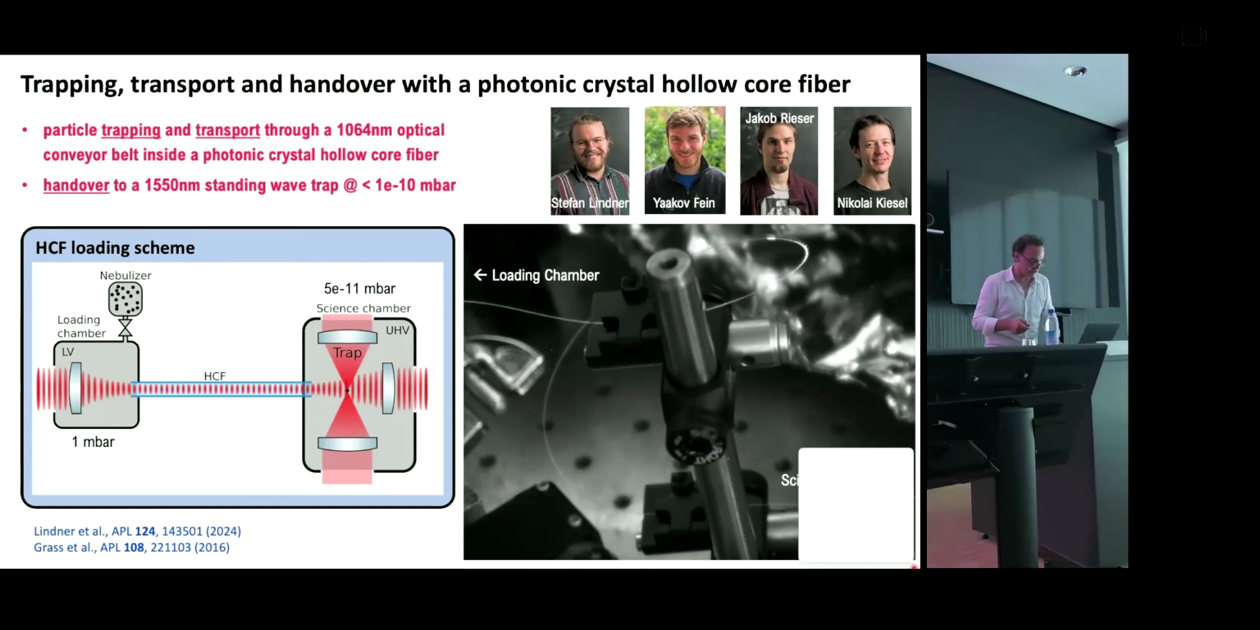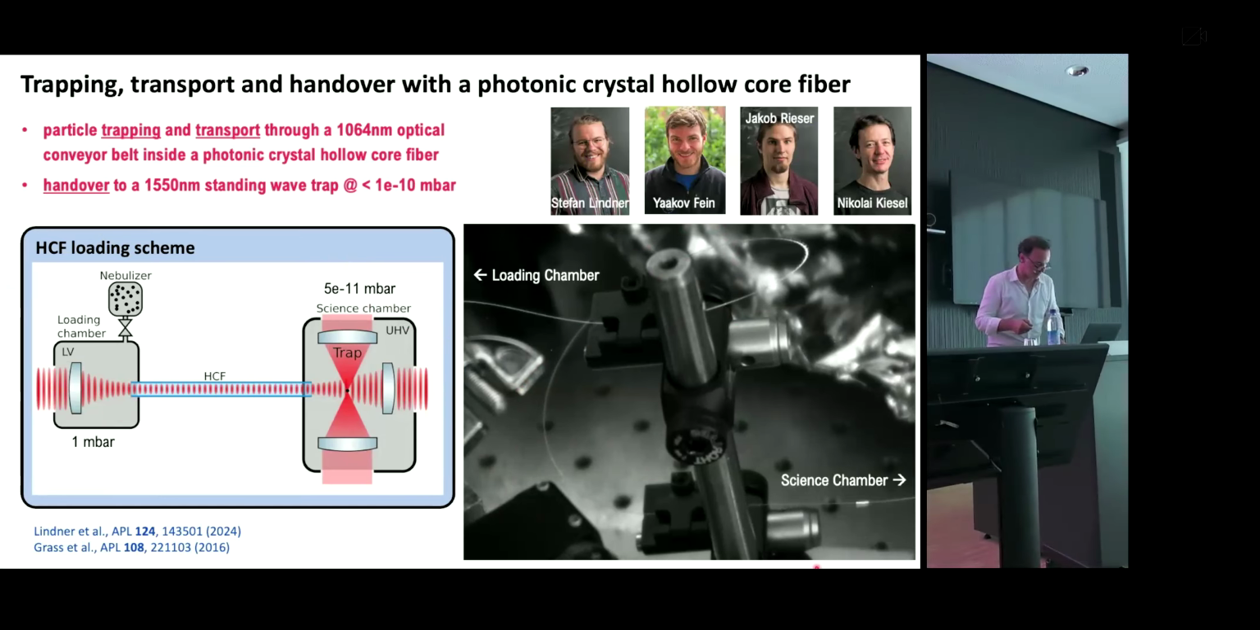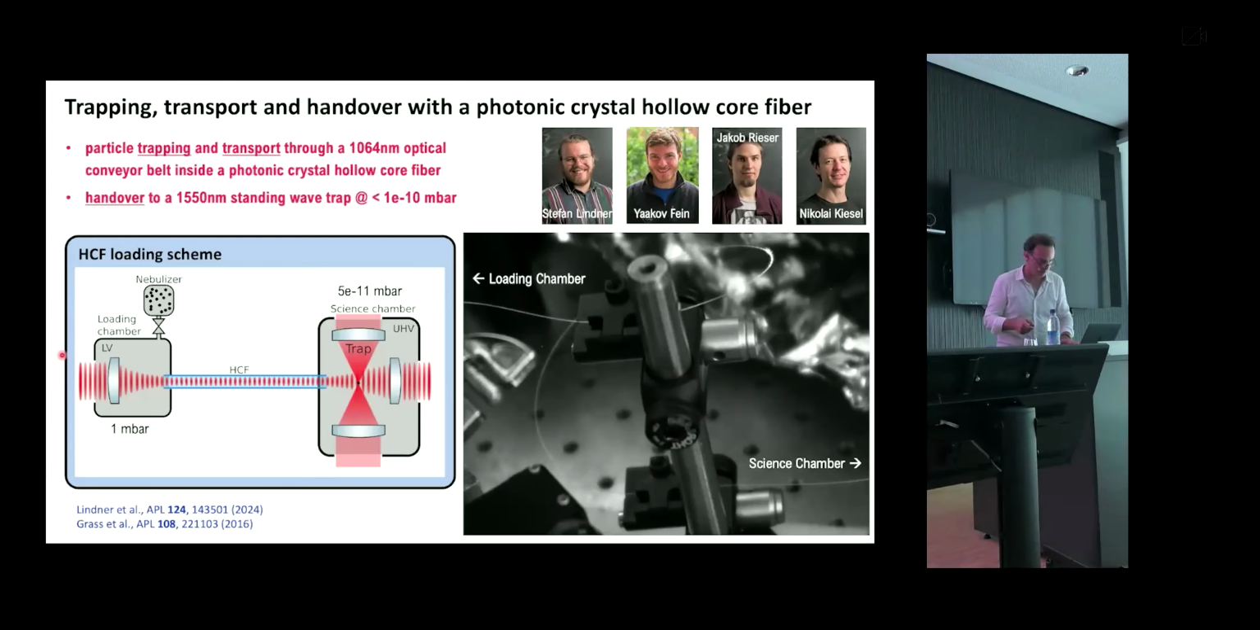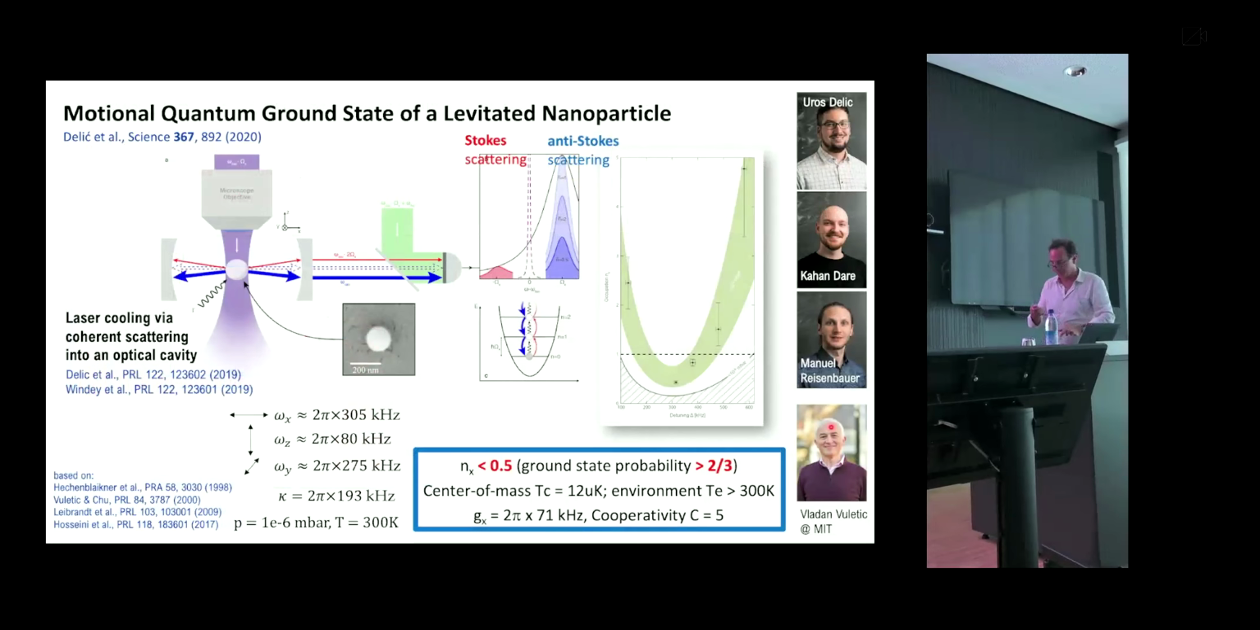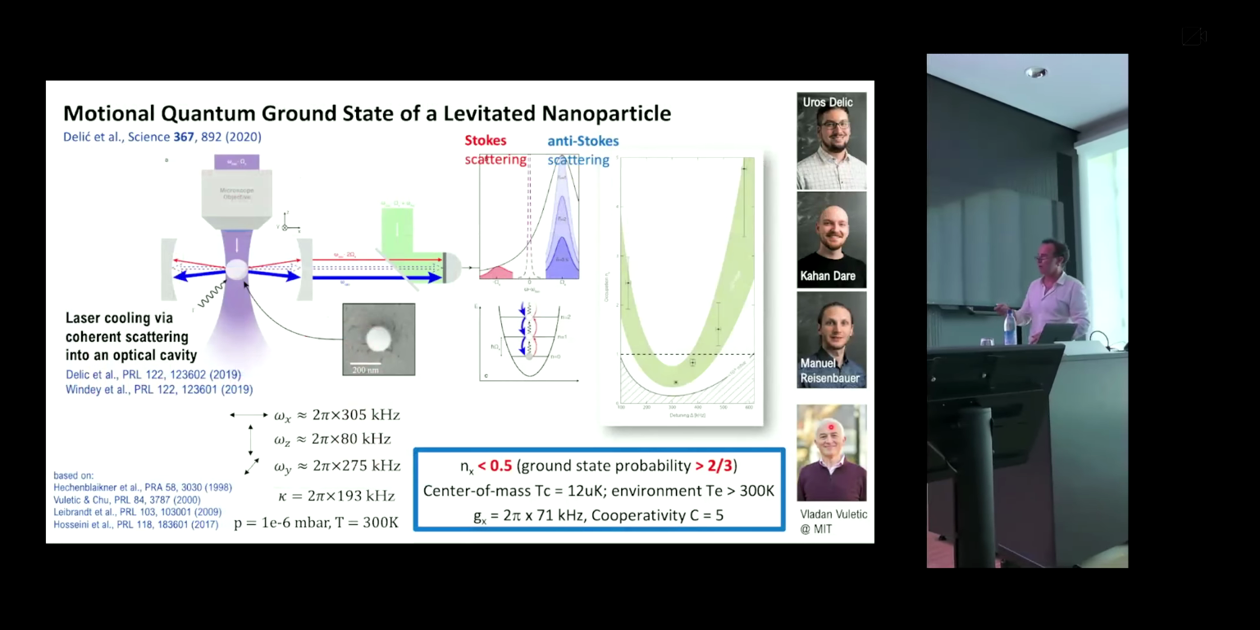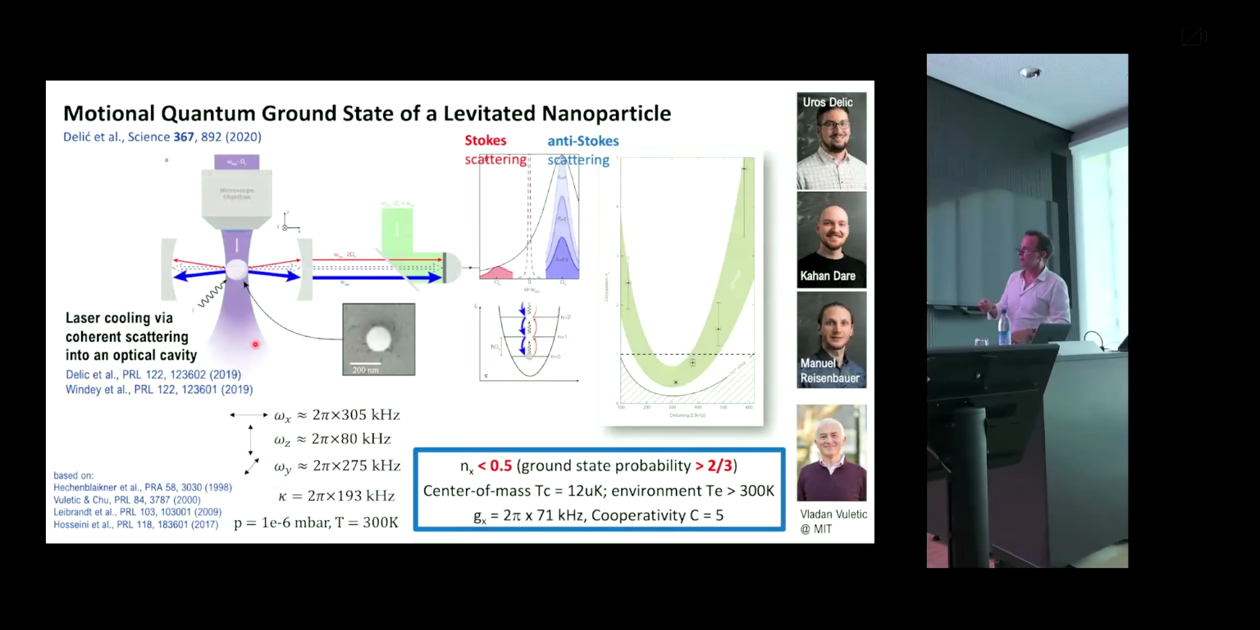The next thing, once you have it in the trap, you basically put a cavity around it. There you go. So here's your particle in the dipole trap. Then you put a cavity around it. The cavity is empty. Your tweezer, the dipole trap, is stabilized with respect to the cavity.